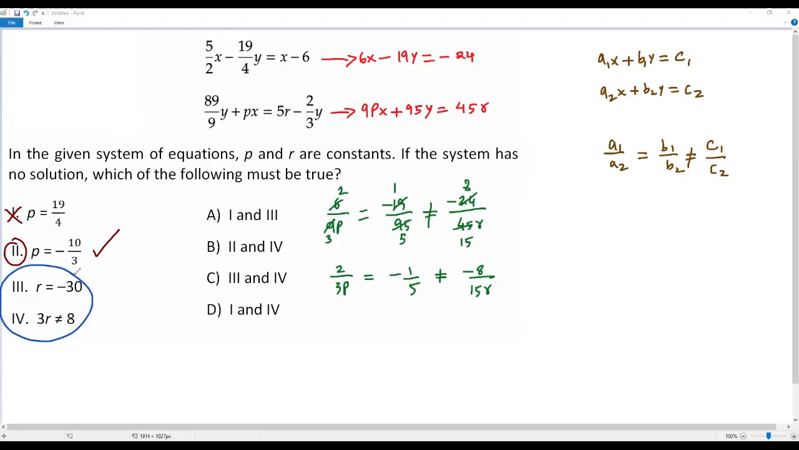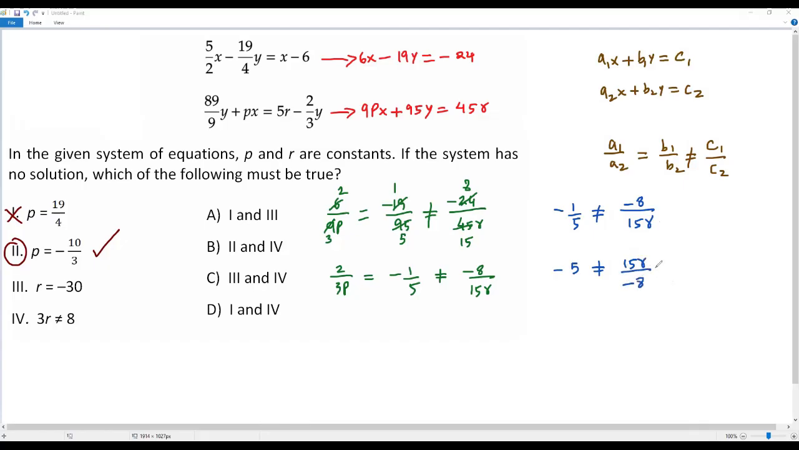Now, let's consider the third and fourth statements over here. In these two statements, we have a value for r. Here, in the third ratio, we have r, and also the first ratio and second ratio are not equal to the third ratio. Already we got this result. Now, let me consider this particular part over here. That is negative 1 over 5 is not equal to negative 8 over 15r. Okay, here I'm going to take the reciprocal on both sides of this one. Here we can keep this negative sign as it is. The reciprocal of 1 over 5 is 5 over 1, just 5, is not equal to the reciprocal of this one, which is 15r over negative 8.